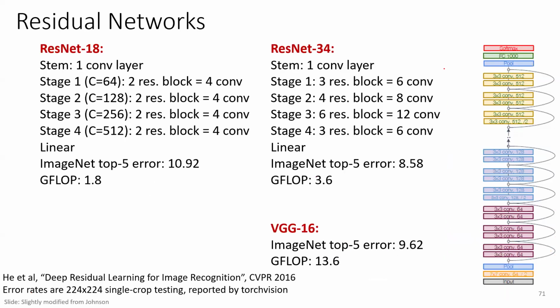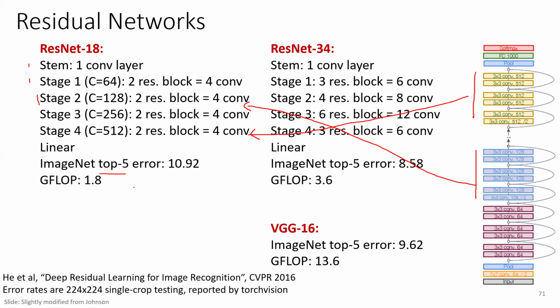Okay, so ResNet had so many versions. So ResNet 18: you can see the stem, 1 convolution layer, stage 1, 64 channels, 2 residual blocks, 4 convolutions; stage 2, number of channels is 128, 2 residual blocks, 4 convolutions. So you can see that there, stage 2, and stage 3, 256 not drawn here, stage 4, 512. It's drawn there. You can see that. That's ResNet 18.